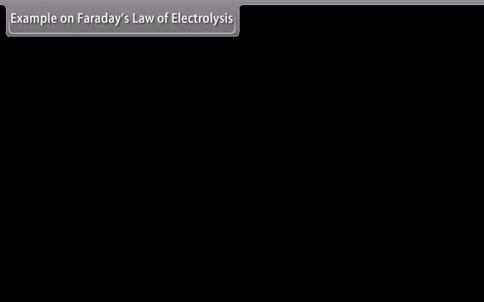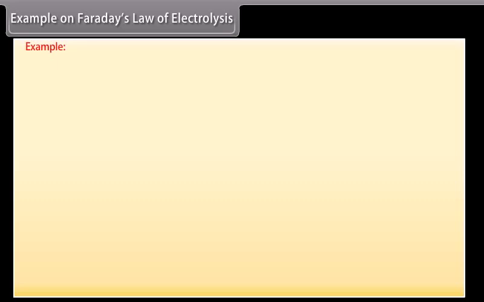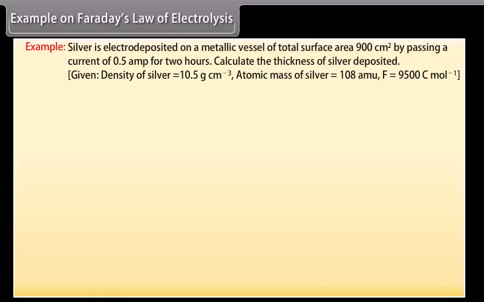Example on Faraday's law of electrolysis. Let's take an example on Faraday's law of electrolysis. Silver is electro-deposited on a metallic vessel of total surface area 900 cm² by passing a current of 0.5 ampere for 2 hours. Calculate the thickness of silver deposited.